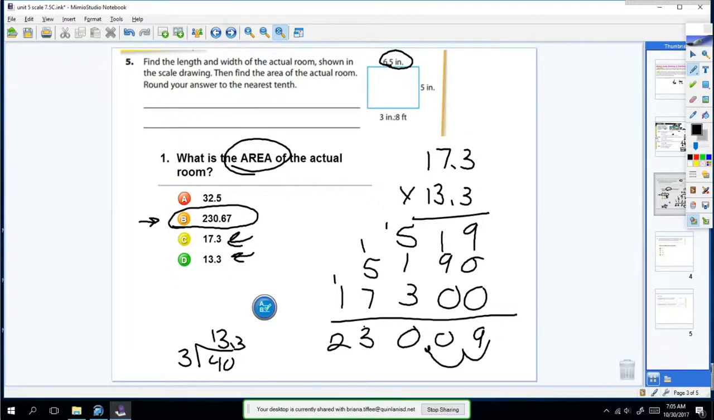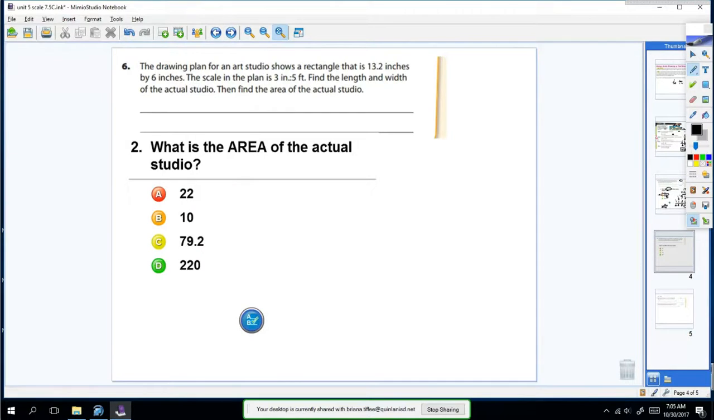Okay, let's try one more. The drawing plan for an art studio shows a rectangle that's 13.2 inches by 6.6 inches. The scale is 3 inches by 5 feet. Find the length and the width of the actual studio, and then find the area. So again, let me draw a picture. This is 6 inches by 13.2 with a ratio of 3 inches for 5 feet. So 3 inches for every 5 feet.